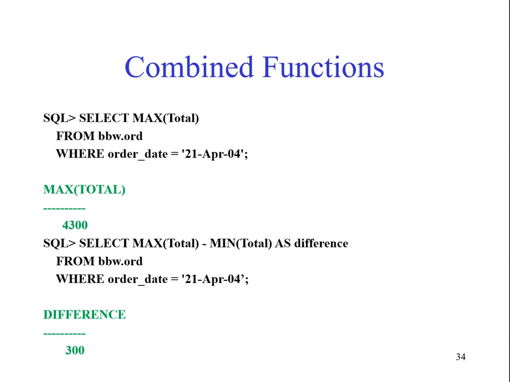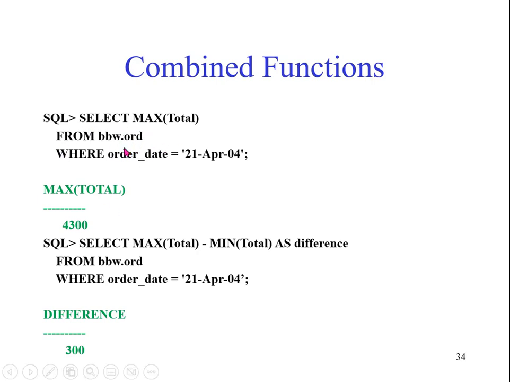Okay, so what else do we have? We are using the max function, and also we are doing some operations and then calling the result something. When you see AS, we are giving that column a name, so in here we have a temporary column. So in here we are selecting the maximum of the total from the bbw schema, the order table.